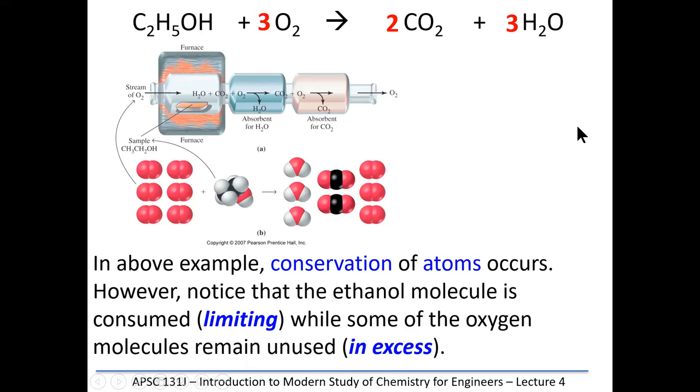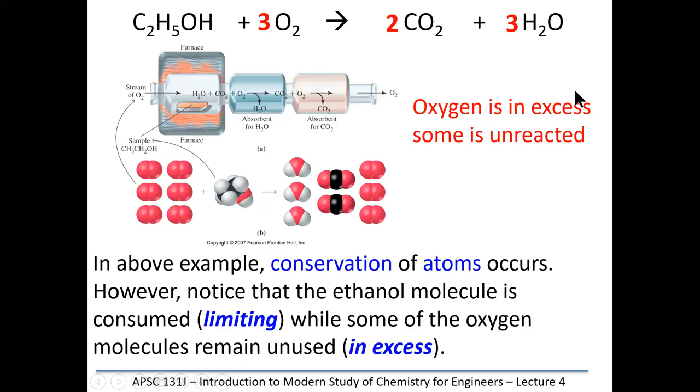So in this case, oxygen is in excess. The ethanol is the limiting reagent. We put it in there, and when it's consumed completely, the reaction stops. And it's the ethanol that's going to determine how much carbon dioxide and water is produced.